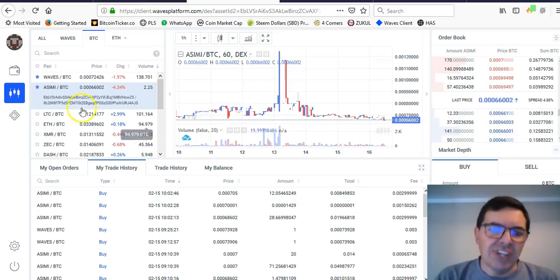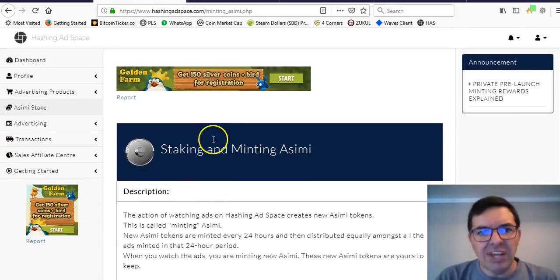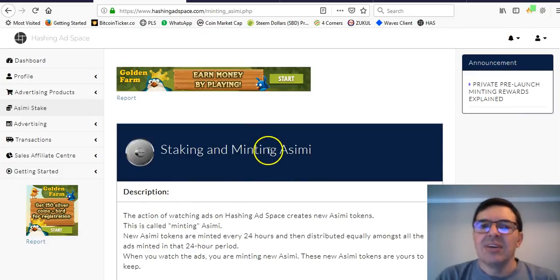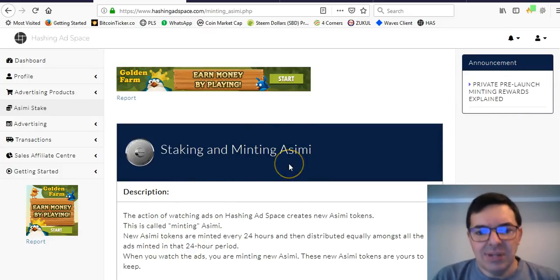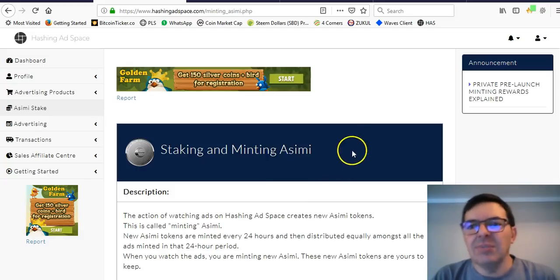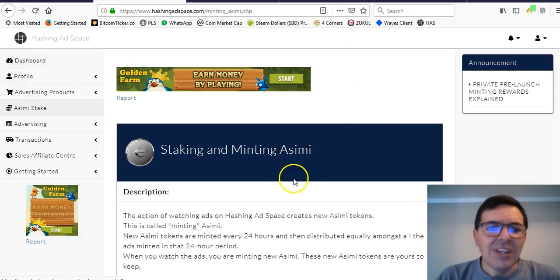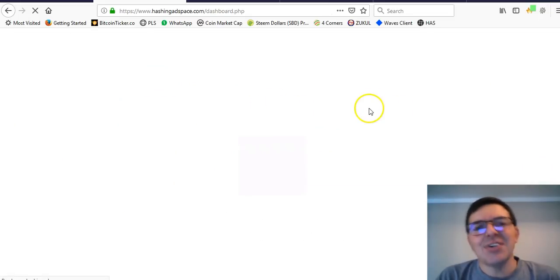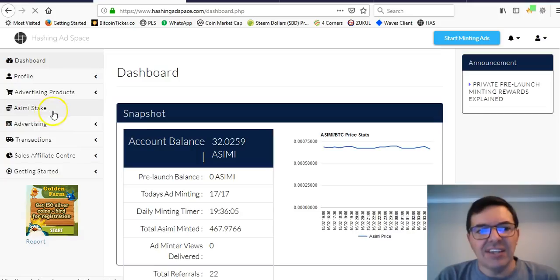So you can exchange. After you've earned your Asimi on Hashing Ad Space by minting ads or mining ads, I call it sometimes. I don't know if that's the right terminology, but sometimes people are more familiar with mining, like Bitcoin mining. Here we're mining ads, so we're not using computers to do the mining. We're just watching ads to mint Asimi. So in any way, what did I want to say? So yes, you buy or you stake Asimi here.